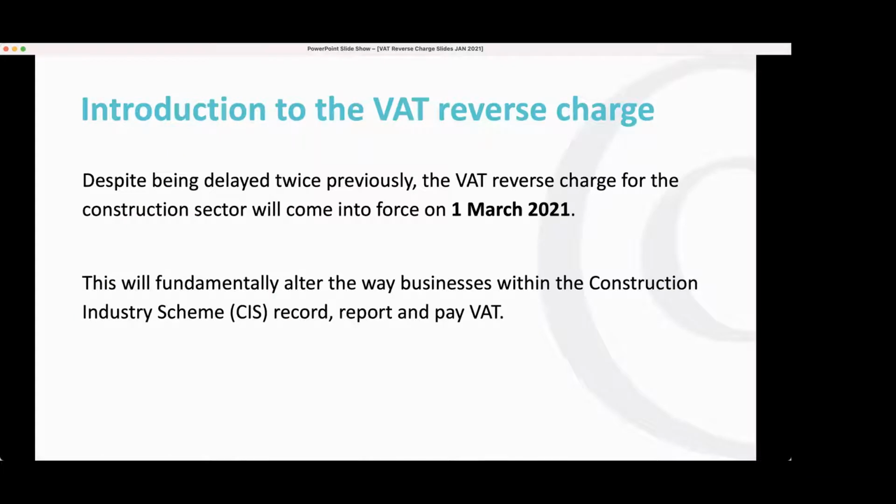The Construction Industries Scheme, CIS, VAT reverse charge applies to suppliers of construction services and materials from 1st of March 2021. It was initially planned to start from October 2019, but was postponed to October 2020 to avoid the changes coinciding with Brexit and to help businesses and give them more time to prepare, according to HMRC.